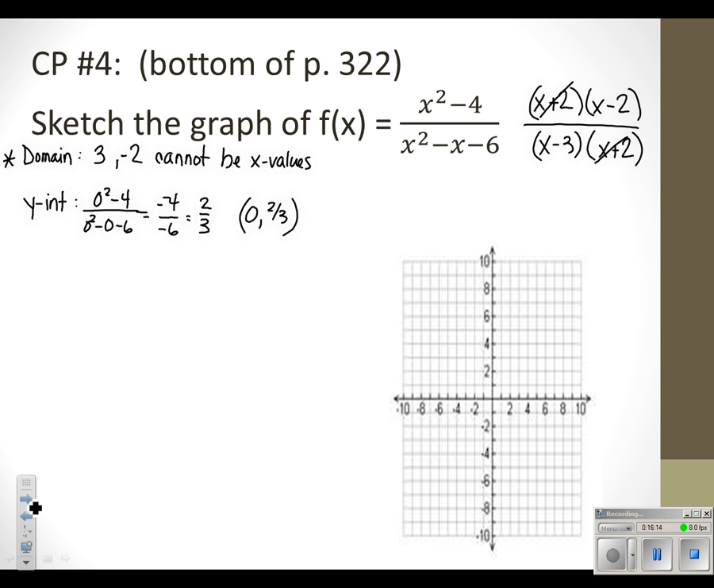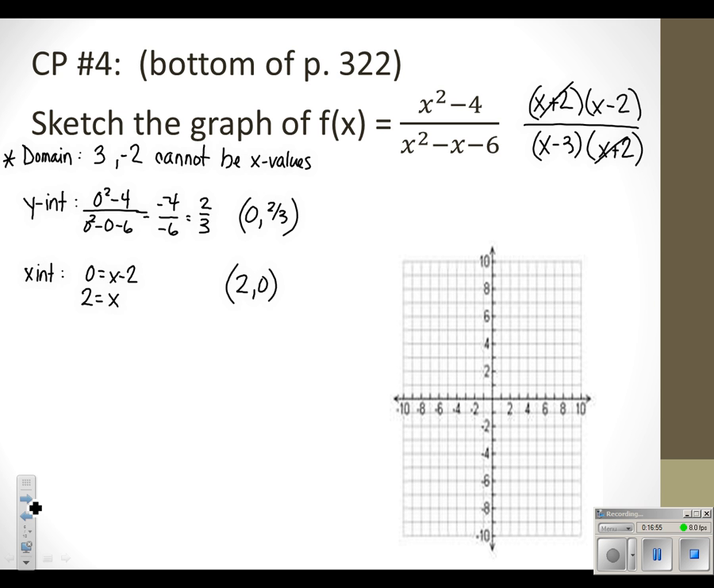X-intercept, we only look at the numerator, remember, and we only have one piece left up there to look at because x cannot equal -2. So we're going to disregard the factor that has the -2, and we're going to look at the x minus 2 one alone. So when x is 2, y will be 0. We have our one intercept there. And again, the reason that we throw out the other one is because it does not fit in our domain. -2 was a number that was thrown out.